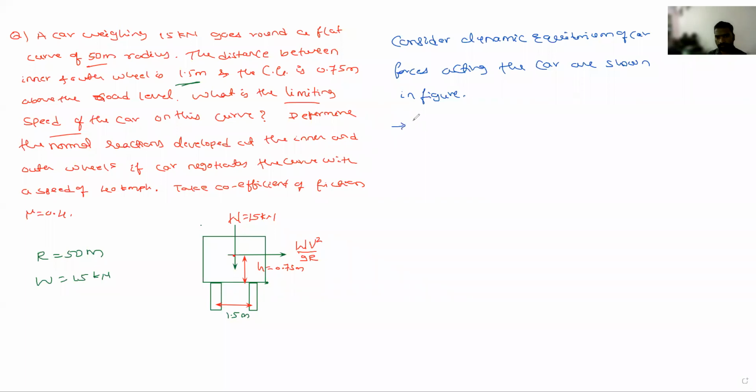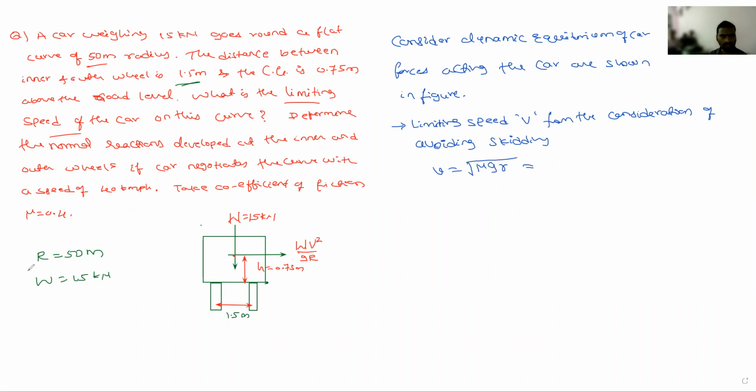Limiting speed V, from the consideration of avoiding skidding. V is equal to, what is the formula for avoiding skidding? V is equal to under root of mu G R.